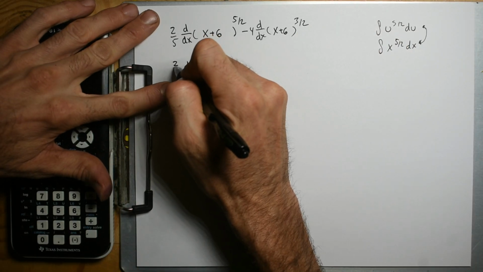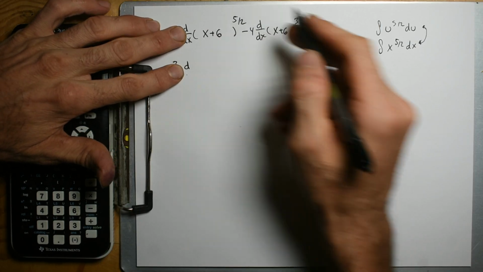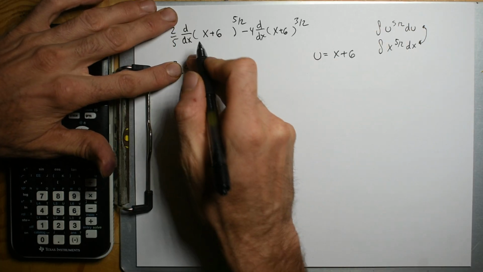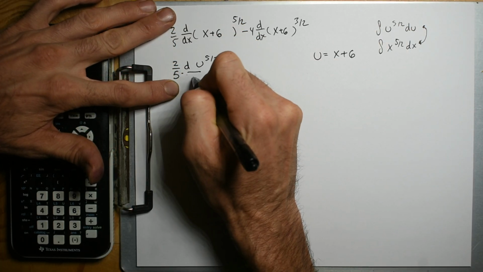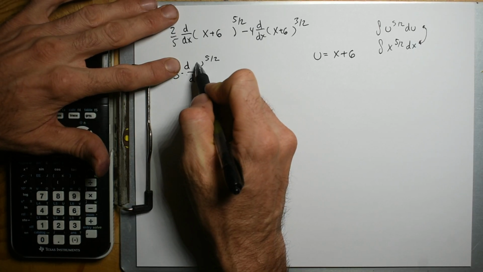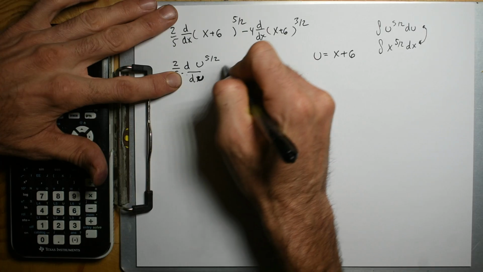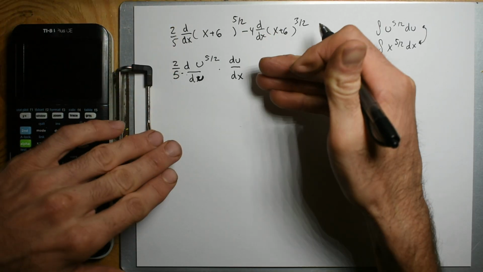Okay, so I still have this 2/5 out here, but I want to take the derivative, and I want to say u is x plus 6. So I want to take the derivative of u to the 5/2 dx. But I can't do that because this isn't an x. But I can do this. I can take the derivative with respect to u and then come over here, du dx. And so here's the chain rule.